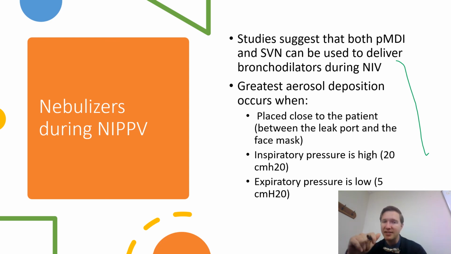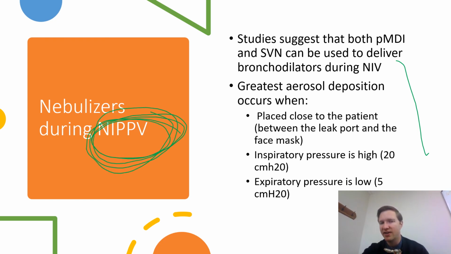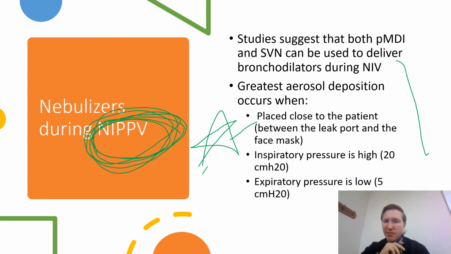But the greatest aerosol deposition on this form, non-invasive, we're talking non-invasive here. Non-invasive, the greatest deposition is placed close to the patient, so proximal to the patient, between the leak port and the face mask. It sounds like I want you to know this. I just put a star next to it. You should too. Proximal to the patient, between the leak port and the face mask.